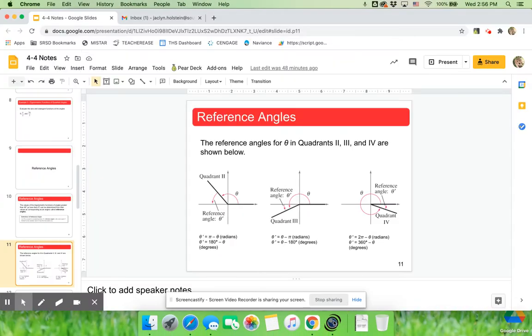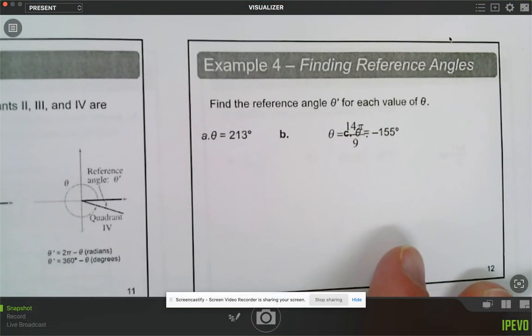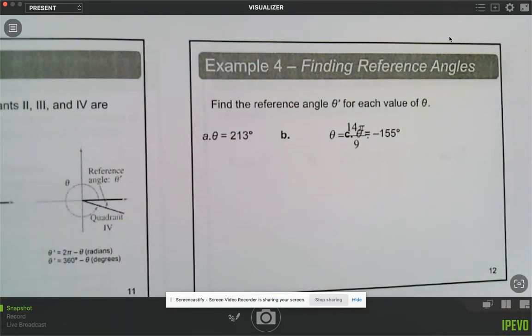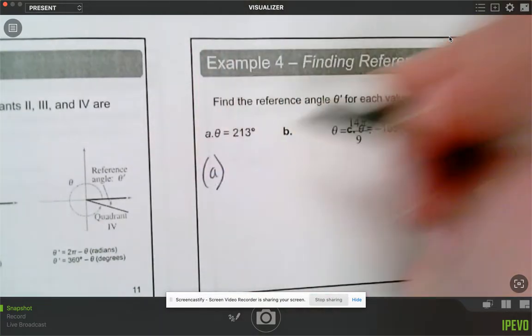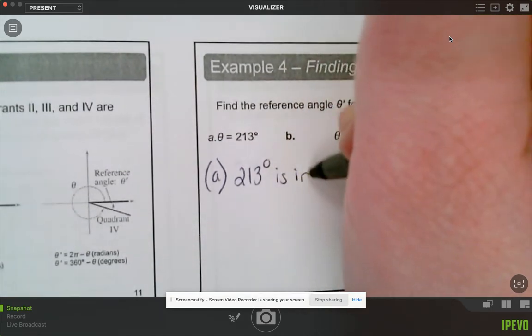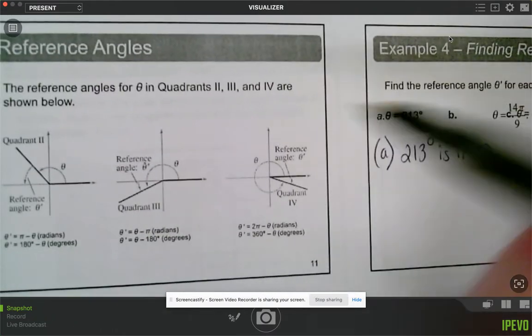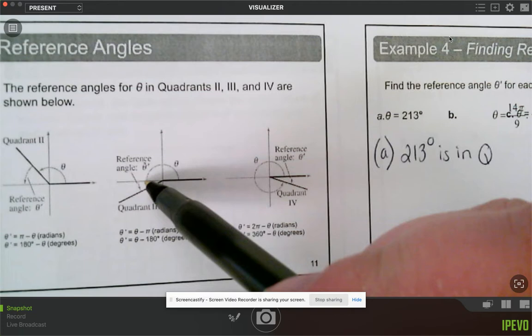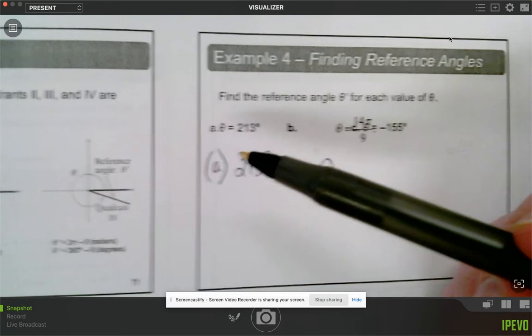So back to our dot cam here. I'm not sure why this happened, but this kind of overlapped a little bit. No big deal. We can still tell what they are. It says find the reference angle for each value of theta. Okay, easy enough. So for A, 213 degrees. The first thing you need to do is figure out what quadrant it's in. If I'm looking over here, I know halfway around the circle is 180, then 270, then 360. Each box is 90. So 213 is going to be in quadrant 3.